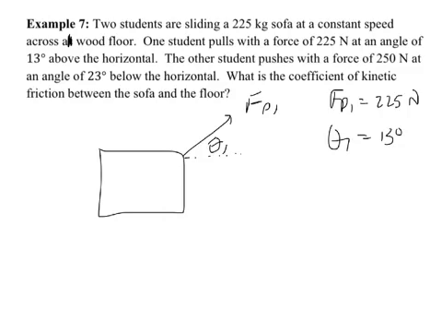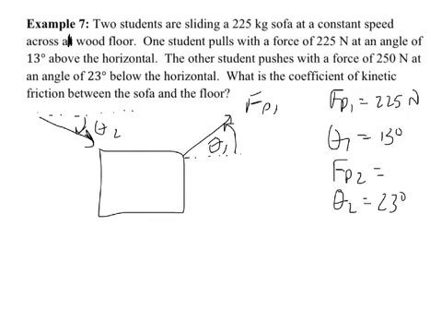The other student pushes with a force of 250 newtons at an angle 23 degrees below the horizontal. So imagine you're going to push a table across the floor. You would push down on it like that, really. Okay, at 23 degrees below its horizontal. Well, here's its horizontal now, below the horizontal. See how that's below as opposed to this one, which was above. This is theta 2. And theta 2 is given as 23 degrees, and the force applied there, FP2, was given as 250 newtons.